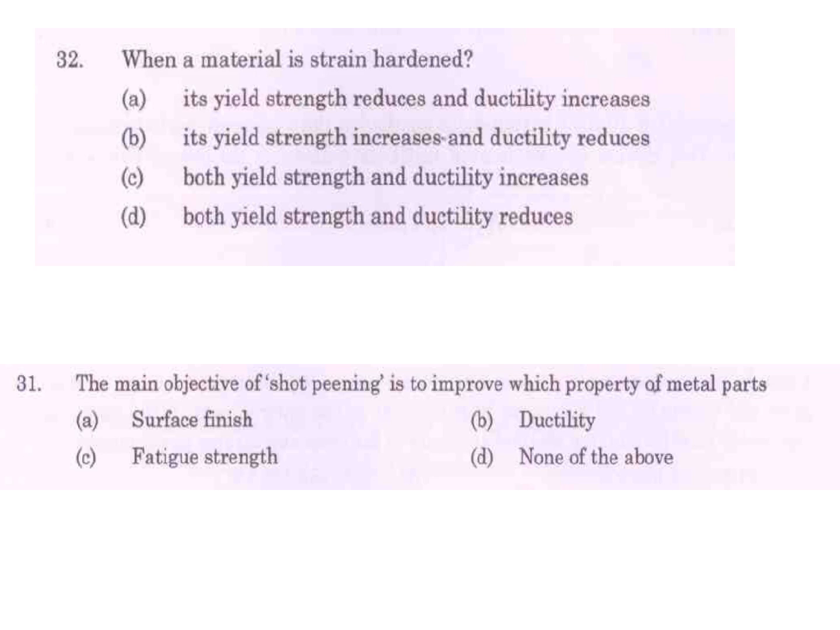Next question. When a material is strain hardened, A. its yield strength reduces and ductility increases, B. its yield strength increases and ductility reduces, C. both yield strength and ductility increase, D. both yield strength and ductility reduce. When strain hardened, in cold working, yield strength increases and ductility decreases. B is the answer.